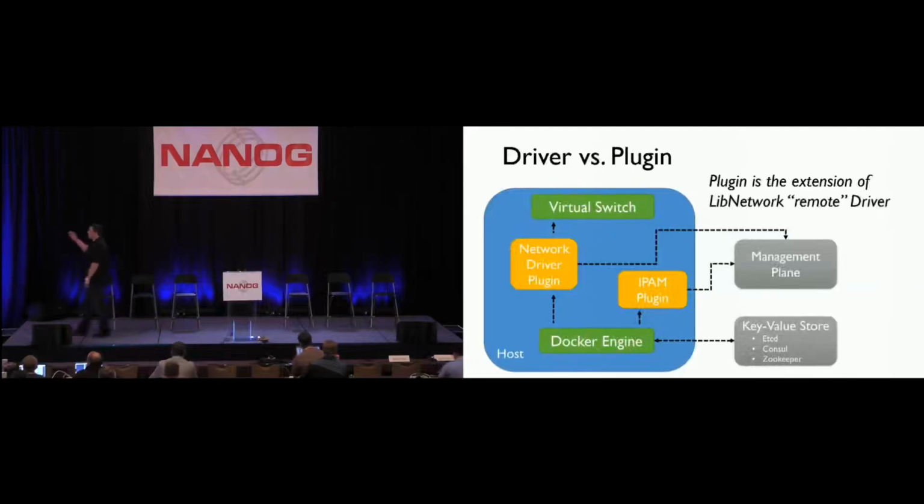Now, driver versus plugin. People get confused. They think it's two different things. It's actually all one. Driver and plugin are used interchangeably in the documentation. One of the things to understand is that Docker engine itself communicates to key value store. At the same time, it has to communicate to two plugins, the network driver plugin and IPAM plugin. And each of those plugins can reside on the same socket or on two different sockets.